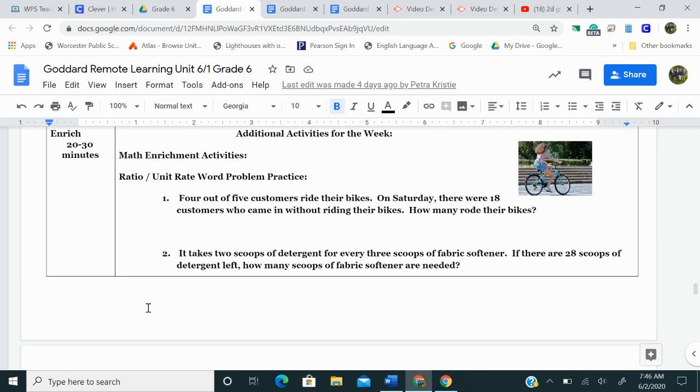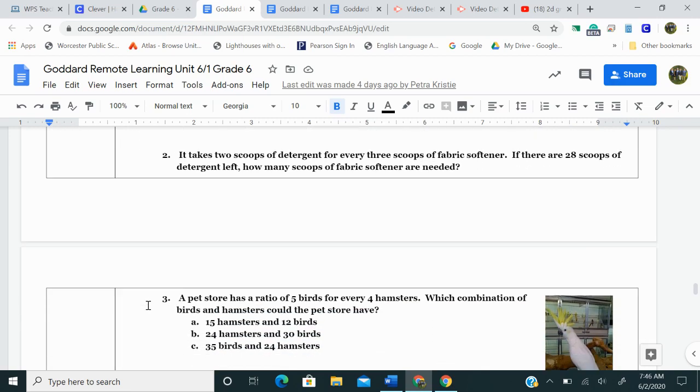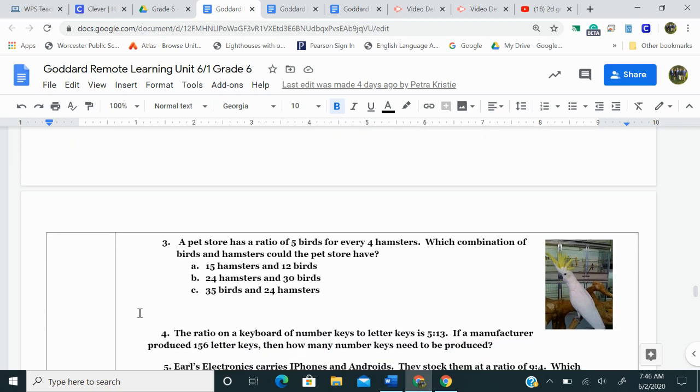2, it takes 2 scoops of detergent for every 3 scoops of fabric softener. If there are 28 scoops of detergent left, how many scoops of fabric softener are needed? 3, a pet store has a ratio of 5 birds for every 4 hamsters. Which combination of birds and hamsters could the pet store have?